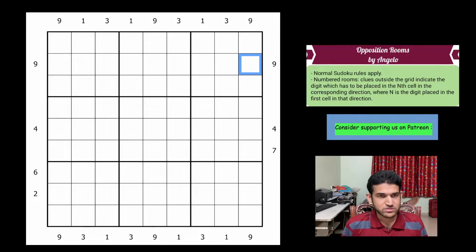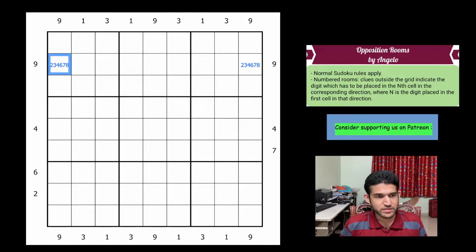Okay. So obviously I can't have a 1 and a 9 here. Although these add up to 10, they will violate the numbered room clue. So it has to be either 2, 8, 2, 8, 3, 7, 3, 7, or 4, 6, 4, 6. So that's not much help.